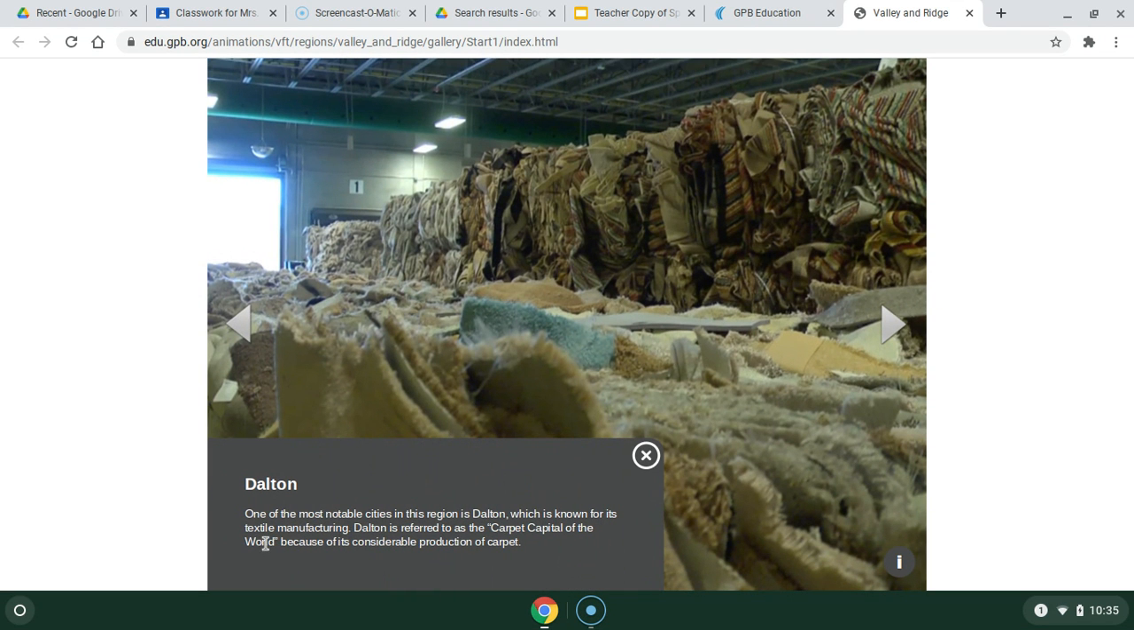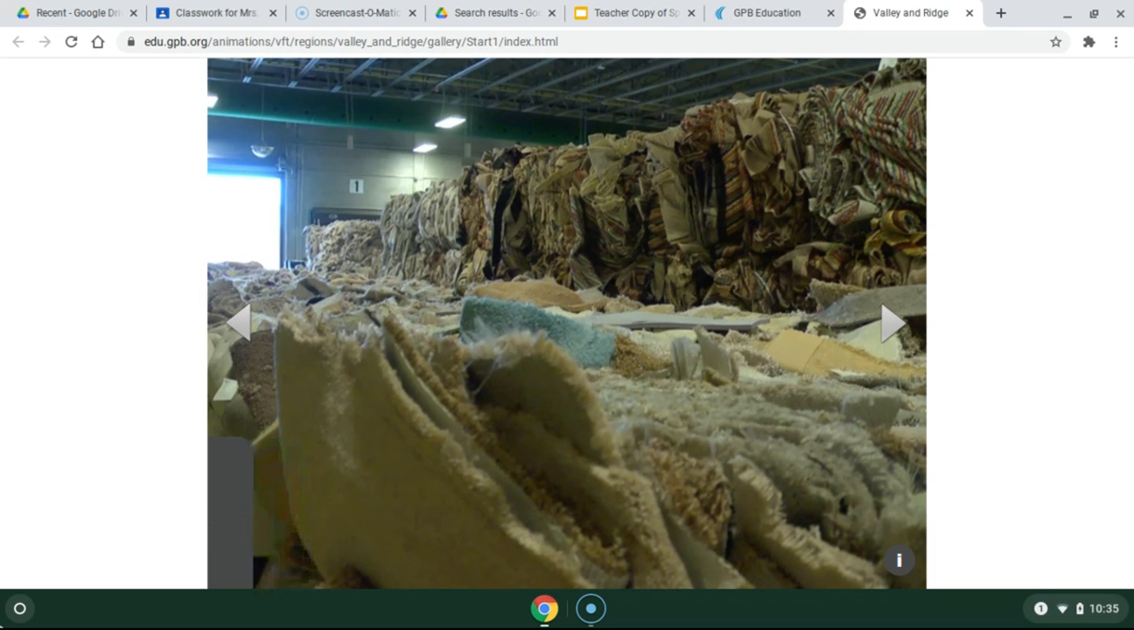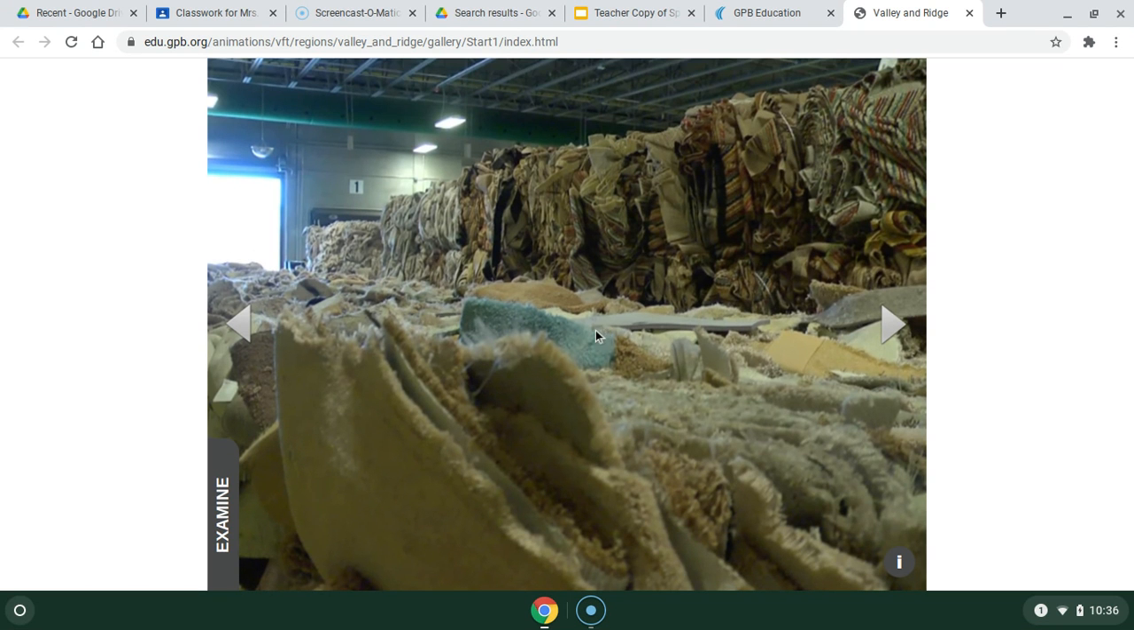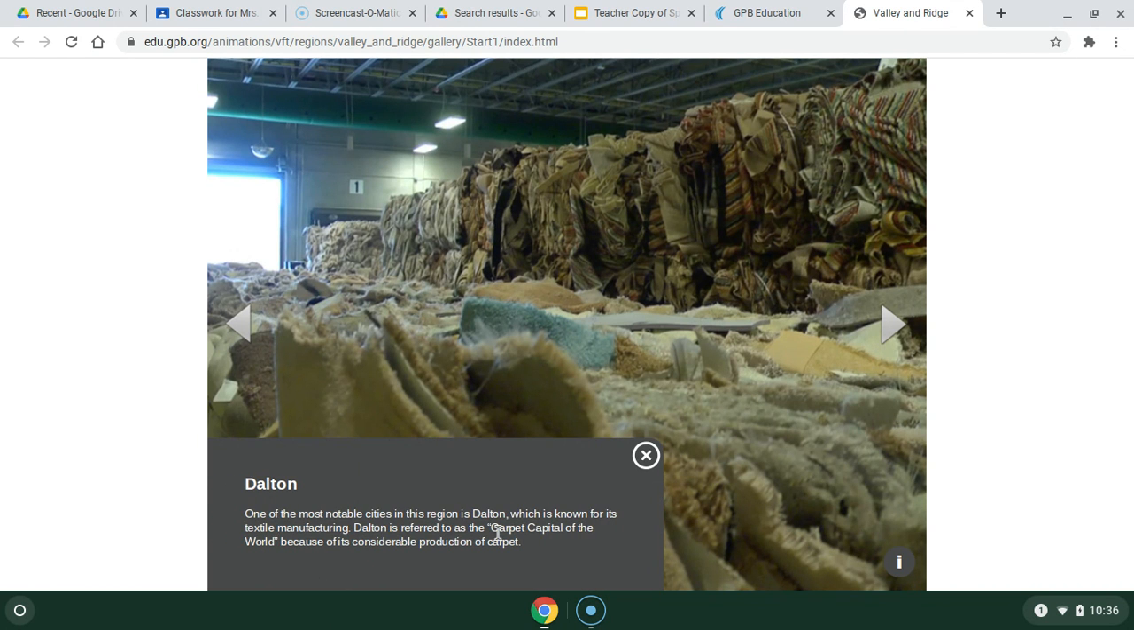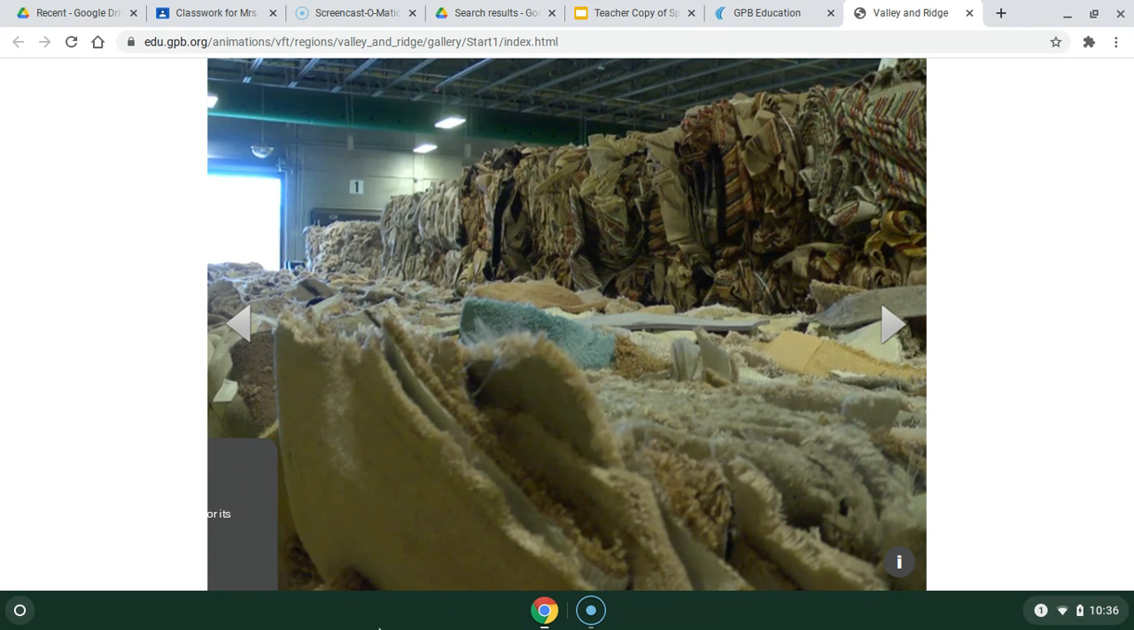Now, this one is really cool to me. Let me get it out of the way just a minute. Can you guys tell what that is? I don't know if you can tell that close up. That is carpet. This is the back of the carpet. This right here is like the front of the carpet, the part you would see. There's some blue, here's some tan. All right, in this area, it is known as the carpet capital of the world. They make carpet that you put in your house. So that's a big industry in the Valley and Ridge region. Pretty cool.